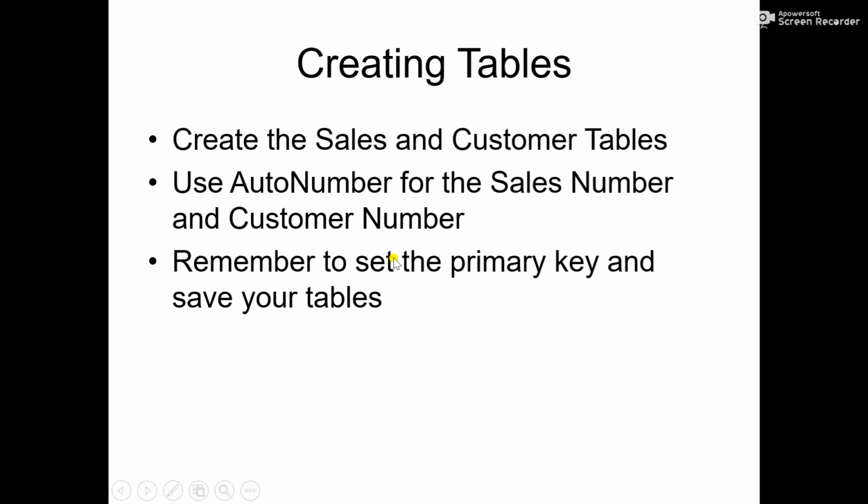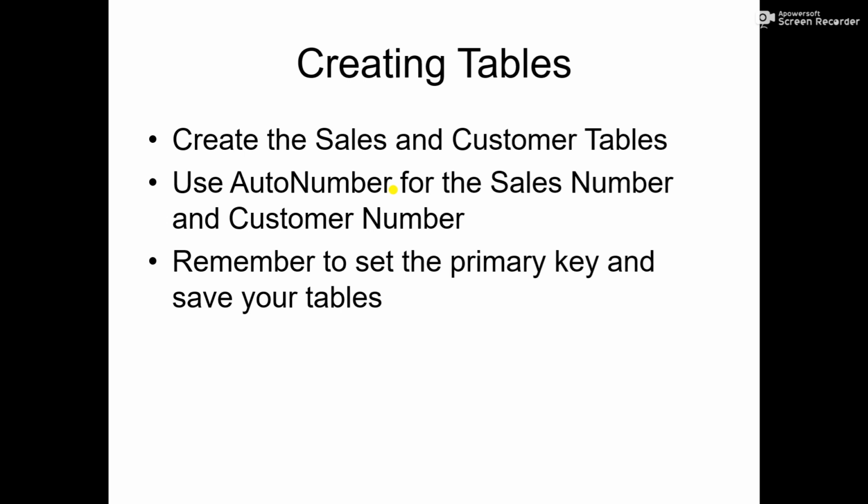Okay, next is you creating the tables. Create the sales and the customer tables. Use the auto number for the sales number and the customer number. All of you know what the auto number is and what the difference is between number and auto number. In the last class, I already showed you in the practical what the auto number is. When you select the auto number for any data type, it automatically comes, 1, 2, 3, 4 like this, and with the number, you enter the number according to your own ideas, as you like.